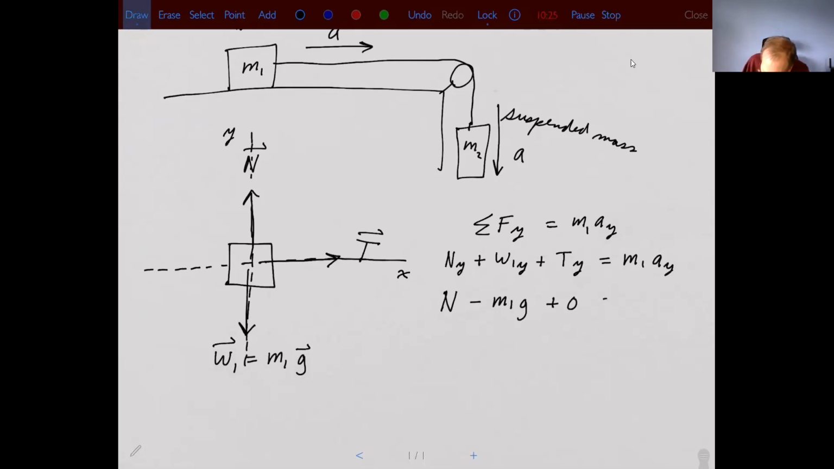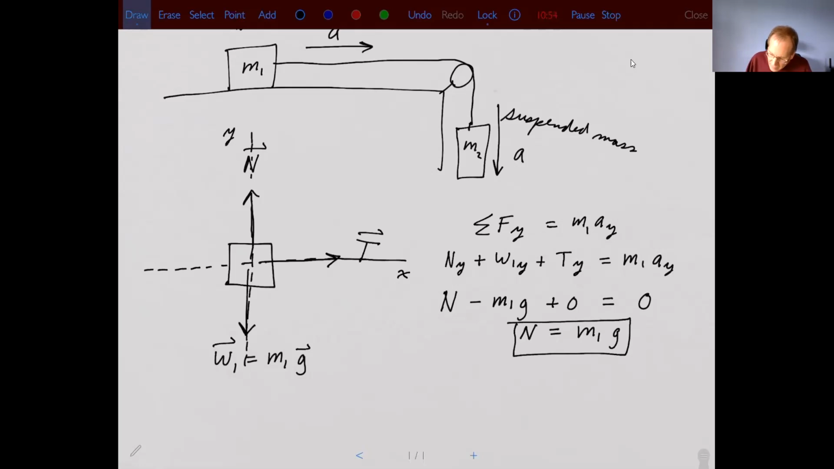And we know that this cart is not leaving the air track in the vertical direction. It's not moving up or down right off the air track. So what is the acceleration in the y direction? It's also 0. So if I solve this for the normal force, I can add m1g to both sides, and I find that the normal force is equal to the weight, which is m1g.